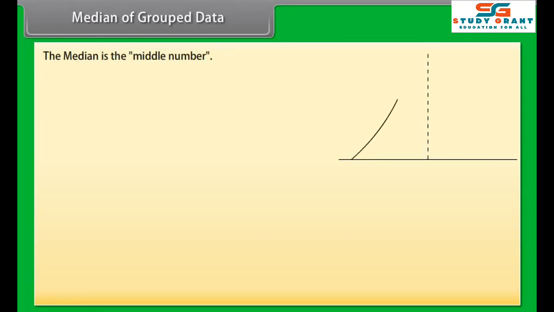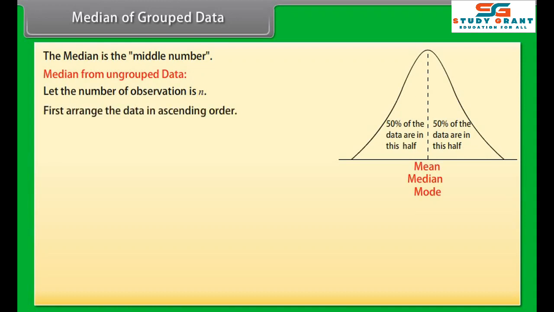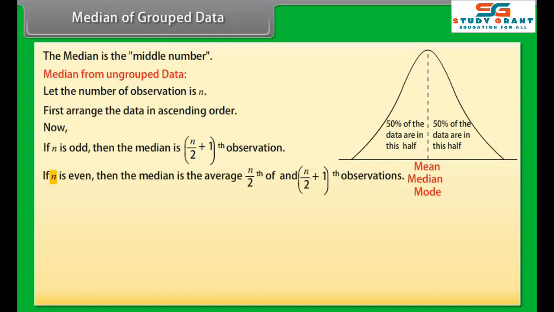Median of grouped data. The median is the middle number. Median from ungrouped data. Let the number of observations be n. First, arrange the data in ascending order. Now, if n is odd, then the median is the (n by 2 plus 1)th observation. If n is even, then the median is the average of the (n by 2)th and (n by 2 plus 1)th observations.